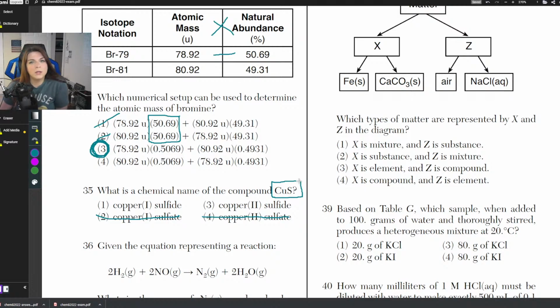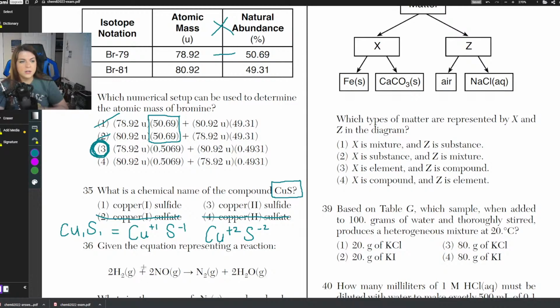The question is, is it copper 1 or is it copper 2? You can uncrisscross this using the subscripts. Copper has the invisible 1 and sulfur has the invisible 1, right? So that would be copper +1 and sulfur -1. But sulfur doesn't like to be -1. Sulfur really likes to be -2. And copper can be +1, but it really likes to be +2. So that's what happened here. This was the copper 2 sulfide, and it was reduced down.